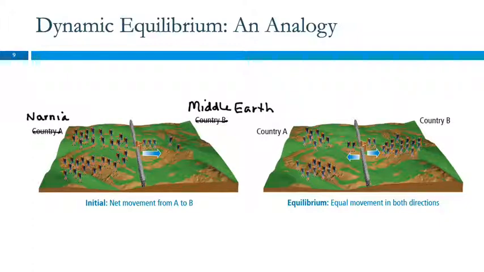Did you have a question? Yeah, so there could be like more people in one country but still equal movement? Yes. Yep. So you could have a very high concentration of people, high population density here, a low population density here, and they could still be at equilibrium. You're still going to have some people moving from one side to the other, but the populations are going to be constant. Okay?